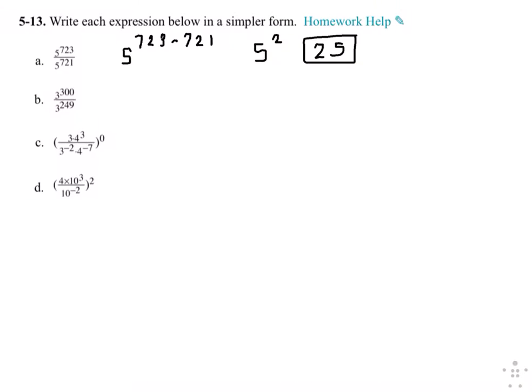And again, never go across the page like I am. I'm just doing it because of the way the problems are laid out in the textbook.